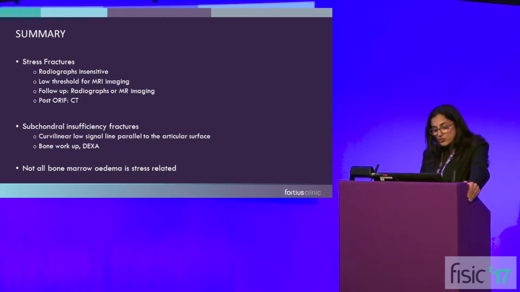For subchondral insufficiency fractures, remember that it's a curvilinear low signal line parallel to the articular surface. Those patients need bone workup, and not all bone marrow edema is stress related. So in the back of your mind, make sure that it fits the clinical history.